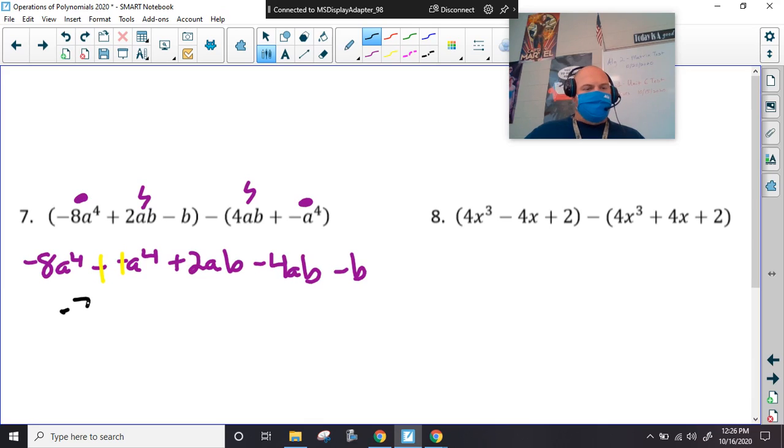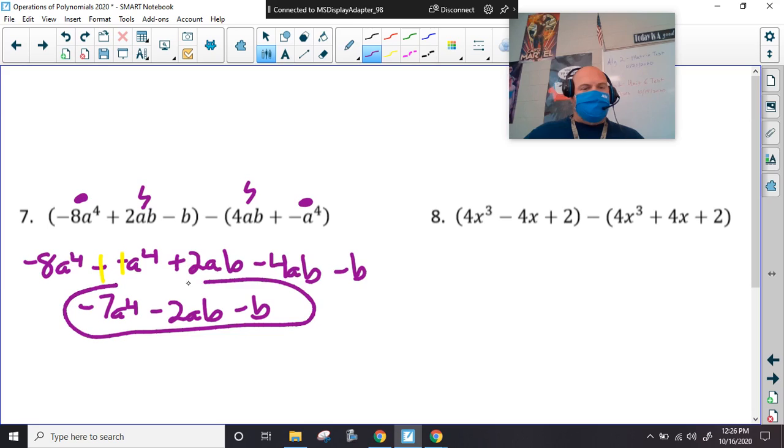Well, minus negative becomes plus positive. So this is -7a to the 4th, minus 2ab, minus b.